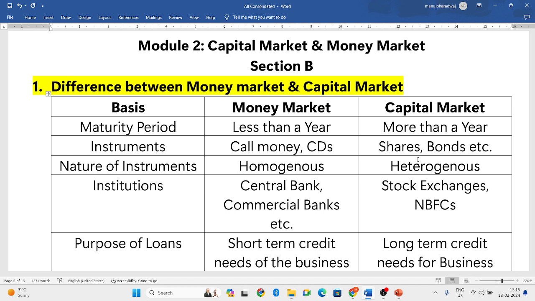Next, what are the institutions involved in money market? We have central banks, commercial banks. So those are all the institutions involved in money market. In capital market, stock exchanges come, and we do even have NBFCs like insurance companies, mutual fund companies. Those are all the institutions involved in capital market.